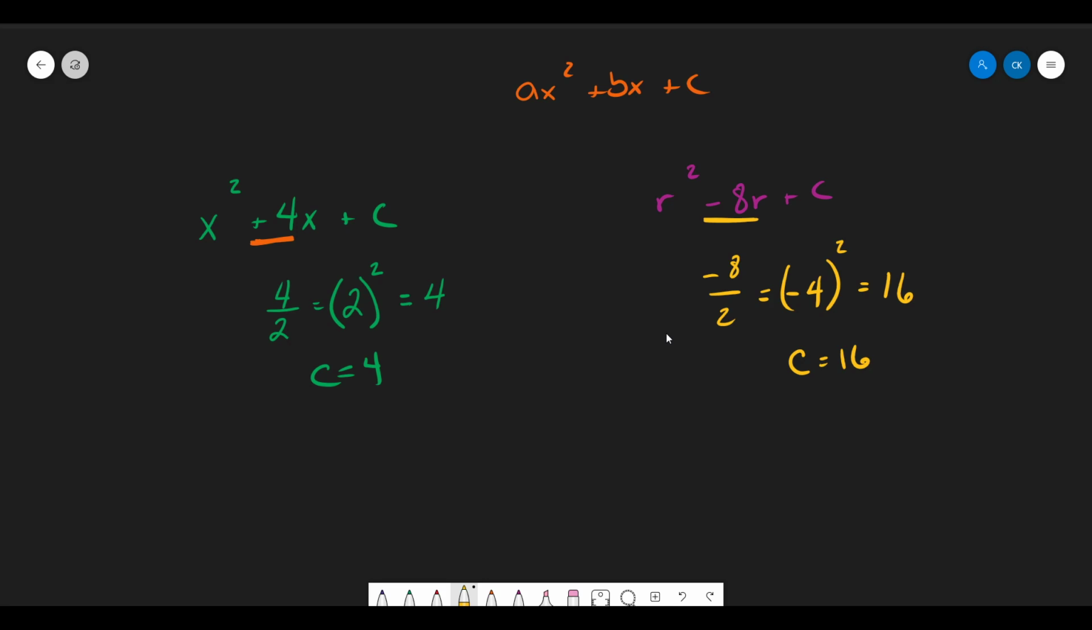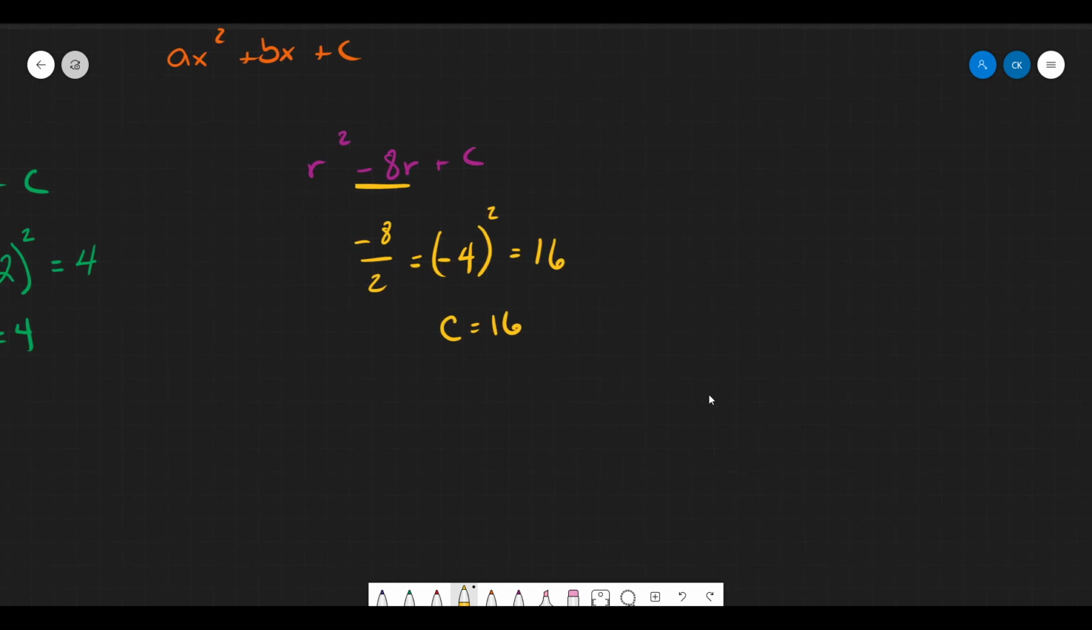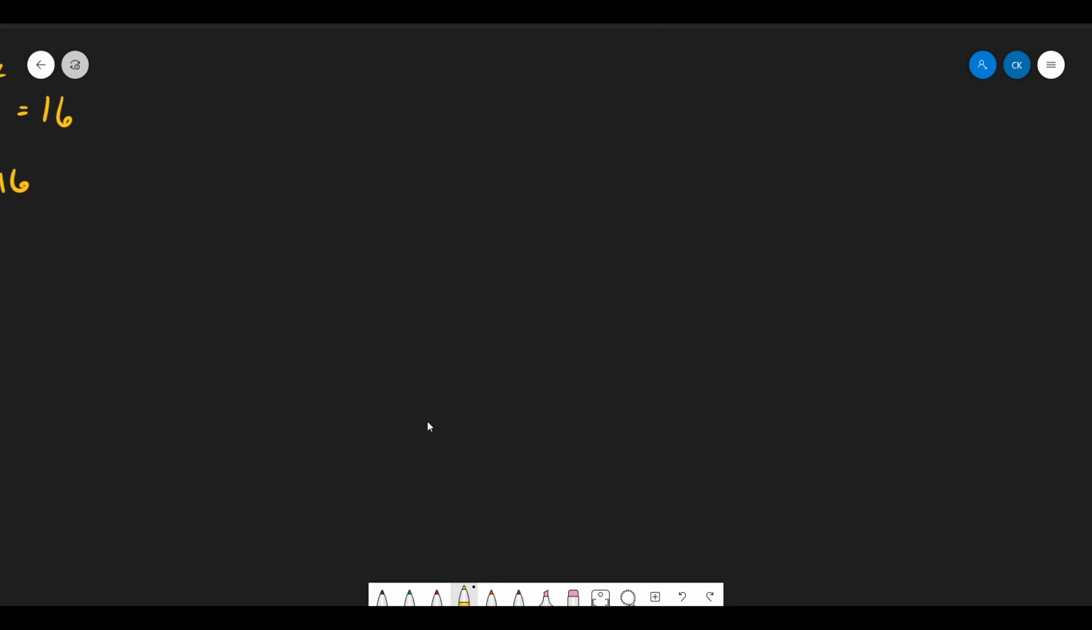That's how we find c. That's how we make this a perfect square trinomial. In order to solve this stuff, we need to know how to find c first. That's the main idea here, understanding how to find c, how to make this a perfect square trinomial. So now let's take this idea and use it to solve.